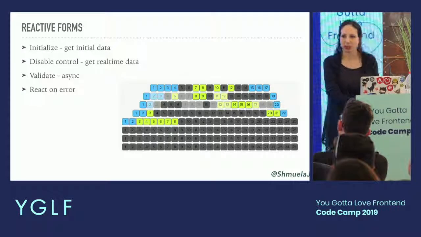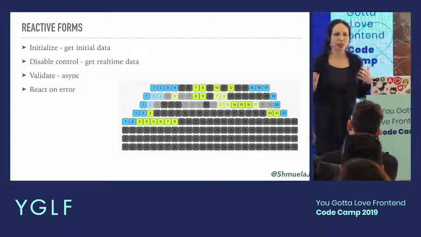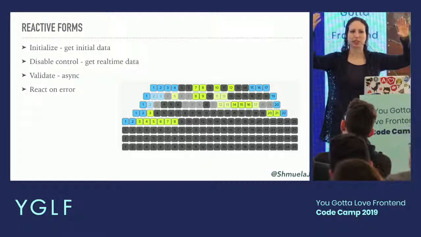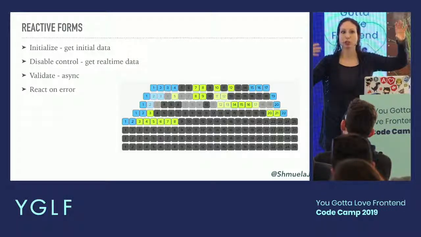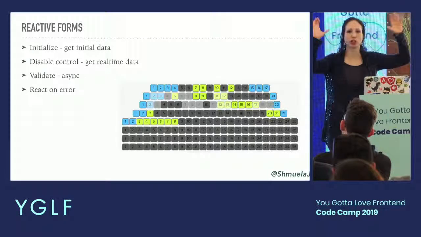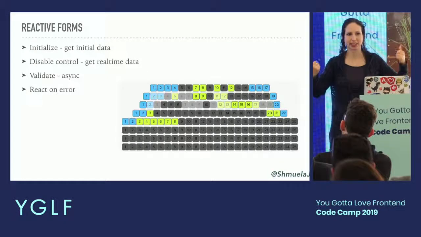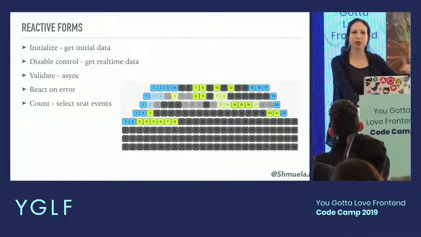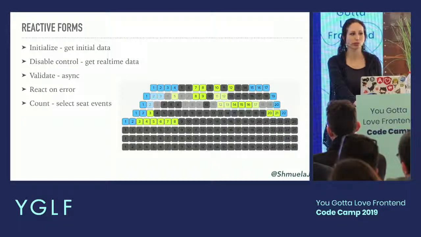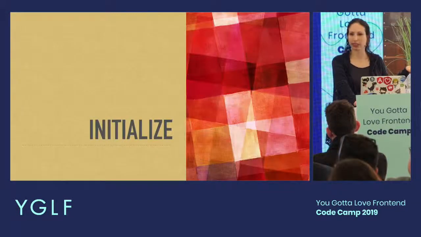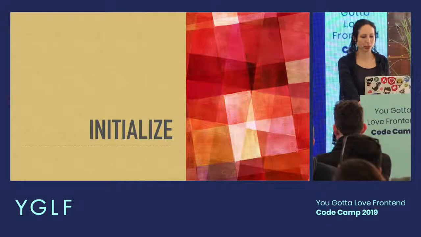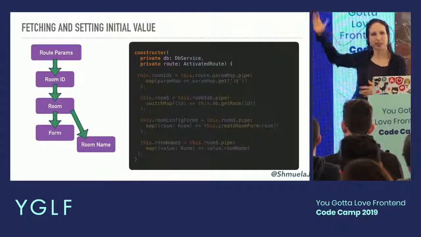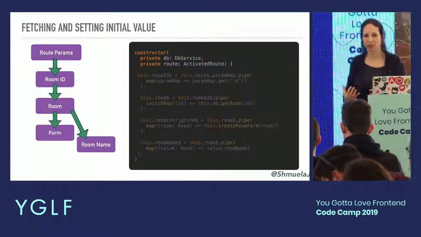When there's an error, errors can also happen asynchronously, and I want to show this error message. So the errors can also be a stream, that is shown for 5 seconds and then disappears. So maybe there's an event there in the stream. Counting how many seats are selected, we can also do that with observables. And let's see how we actually do this. So, initializing the form. Let's talk about the data that we get from the server.